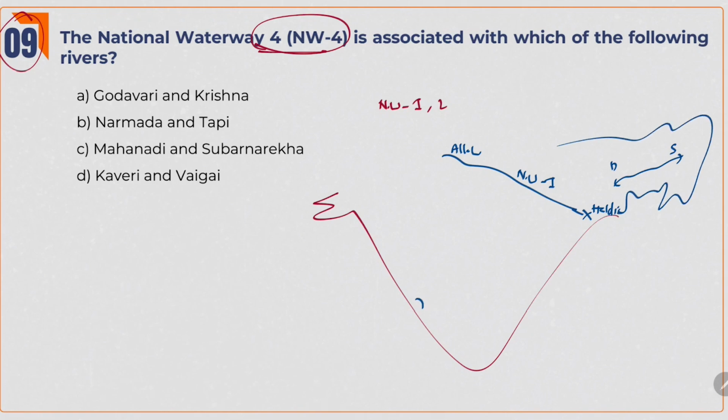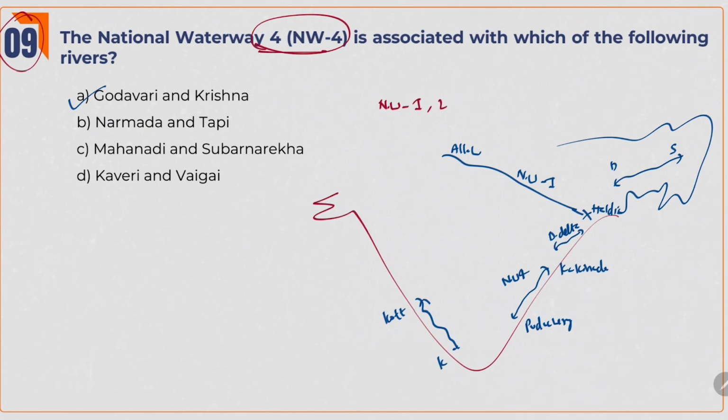National Waterway 3 is located in Kerala. It is from Kollam to Kottapuram. And National Waterway 4 is located in the Godavari-Krishna canals. This is National Waterway 4. It stretches from Kakinada to Puducherry. And National Waterway 5 is located somewhere here in Odisha, in the Brahmani delta. If you can't remember all the national waterways, at least try to remember the top 5 waterways and their locations. So here the answer is Godavari and Krishna.